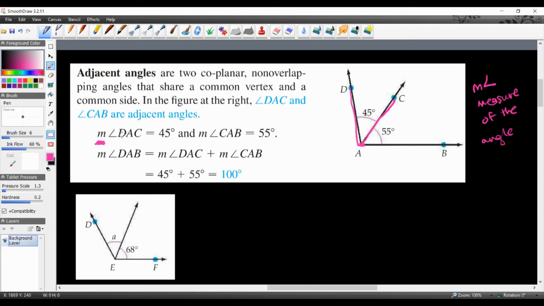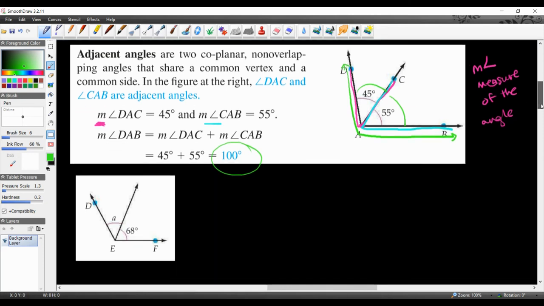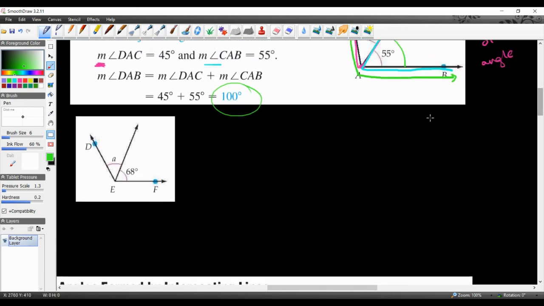Okay, so measure of the angle DAC is 45. Measure of the angle CAB, which is the one right next to it, so this one, is 55. Measure DAB is equal to both of these, so measure DAB is the entire thing. It's just saying that we need to add them. We take this piece plus this piece, and that gives us 100 degrees. So we're going to use that concept to do this problem right underneath it.